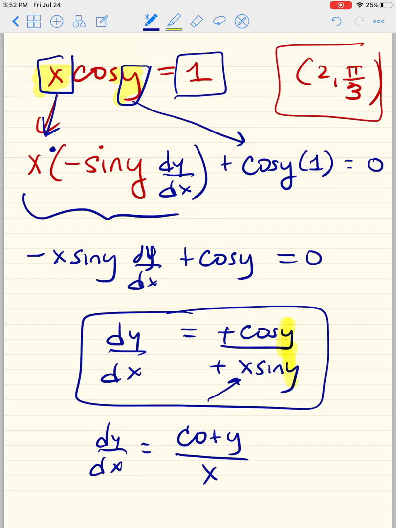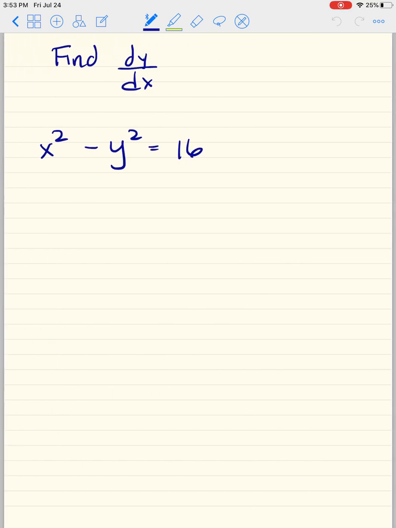You put 2 and then pi over 3 in. So this is going to be at that point. You're going to get 2 on the bottom. Tangent of 60 degrees is going to be rad 3 over 1. And if you flip that, you get 1 over rad 3. And so you can rationalize it if you want to over there. But that should be the answer.